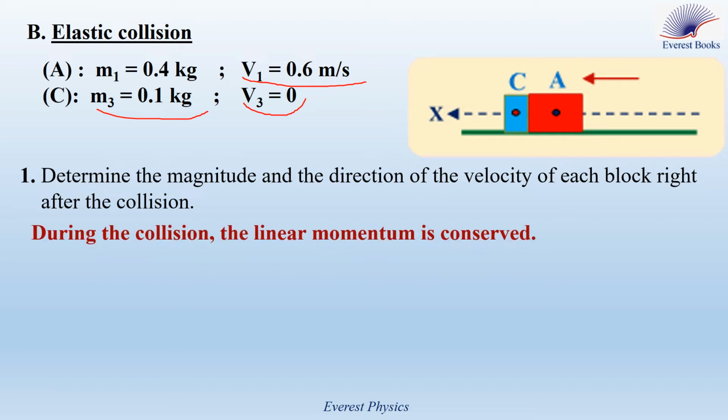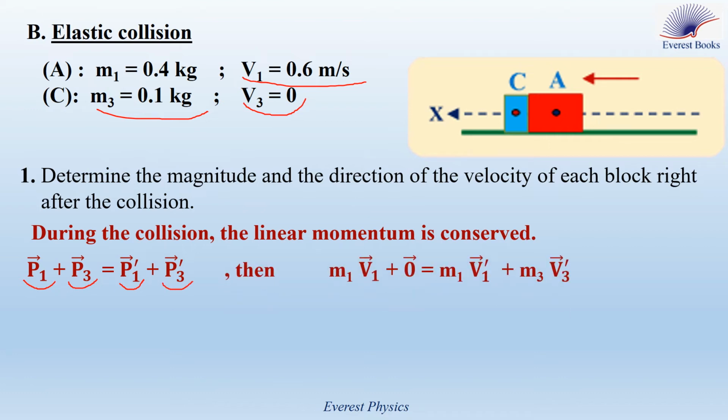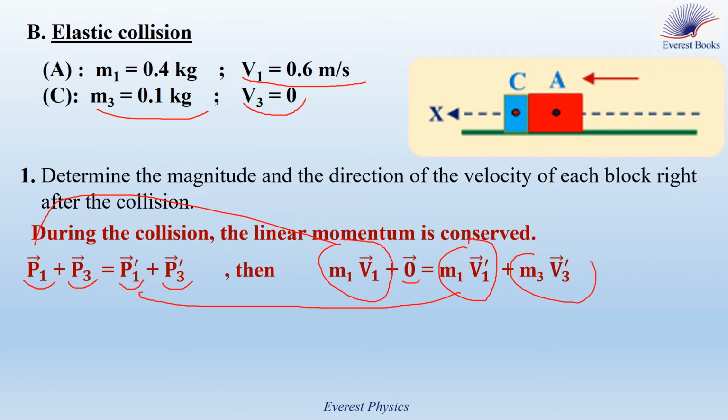We know that during collision, the linear momentum of the system, block A, block C, is conserved. So we can write P1 plus P3. P1 is the linear momentum of A before collision. P3 is the linear momentum of C before collision, is equal to P1 prime, which is the linear momentum of A after collision, plus P3 prime, which is the linear momentum of C after collision. So m1 v1 is equal to P1 plus 0, which is the linear momentum of C before collision, since it is initially at rest, is equal to m1 v1 prime, which is the linear momentum of A after collision, plus m3 v3 prime, which is the linear momentum of C after the collision.